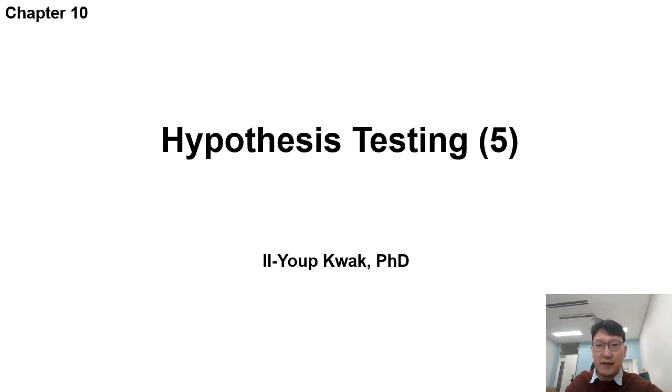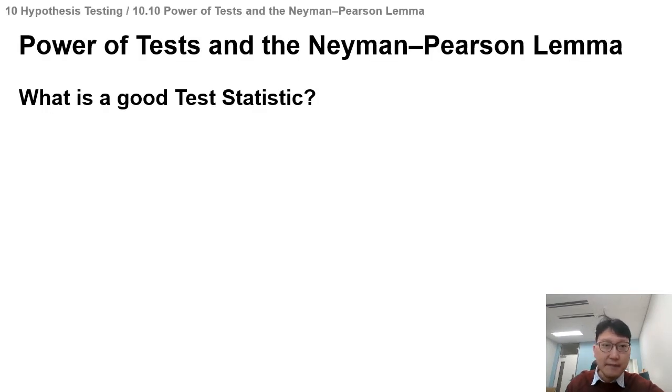Okay, hello everyone. Today we will move on to hypothesis testing part 5, which will cover the last part of hypothesis testing: the Neyman-Pearson lemma and likelihood ratio tests. Chapter 10.10 is about the power of a test and the Neyman-Pearson lemma.